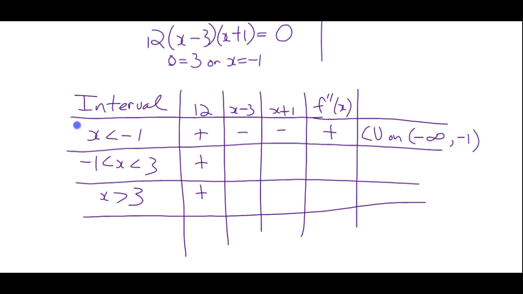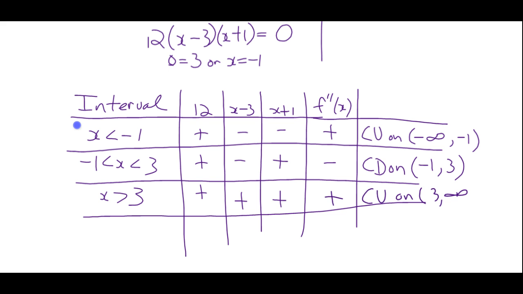From -1 to 3: we're subtracting 3 from that, so that's going to be negative. We're adding 1 to something that is already greater than -1, so that will be positive. This will work out negative, and it will be concave down on -1 to 3. So on that interval, we have concave down. And when x is greater than 3, it's all positive, and we're concave up on the interval from 3 to infinity.